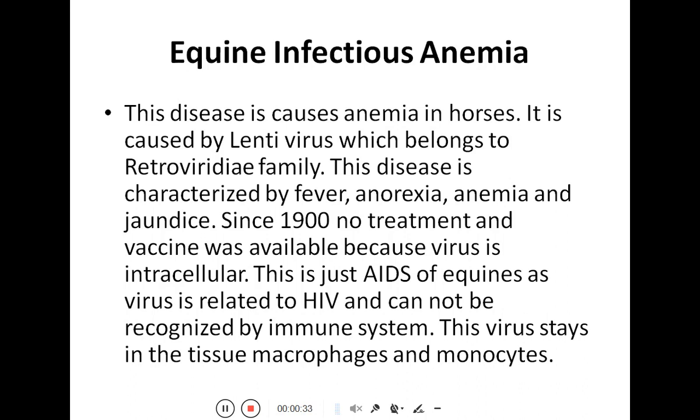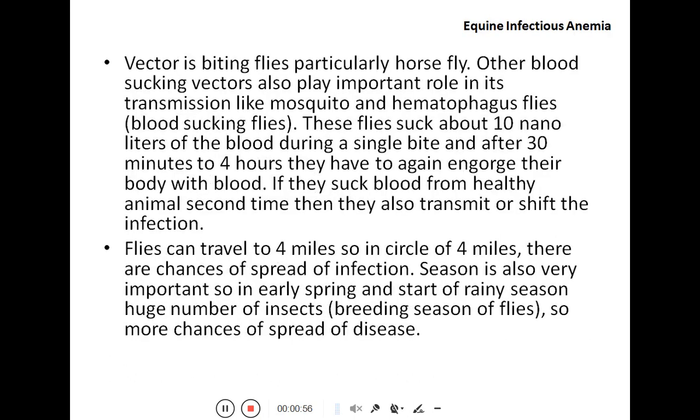Since 1900, there has been no treatment and no vaccine available because the virus is intracellular. This is just the AIDS of equines, as the virus is related to HIV and cannot be recognized by the immune system. This virus stays in the tissues, macrophages, and monocytes. It is spread through a vector, and the vector is biting flies, particularly the horsefly.